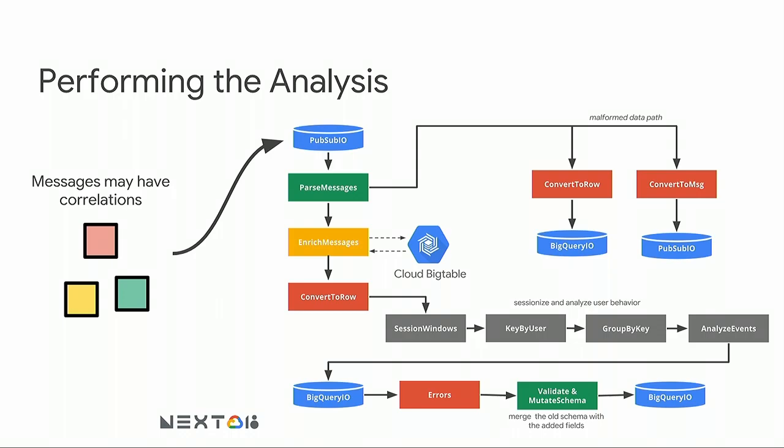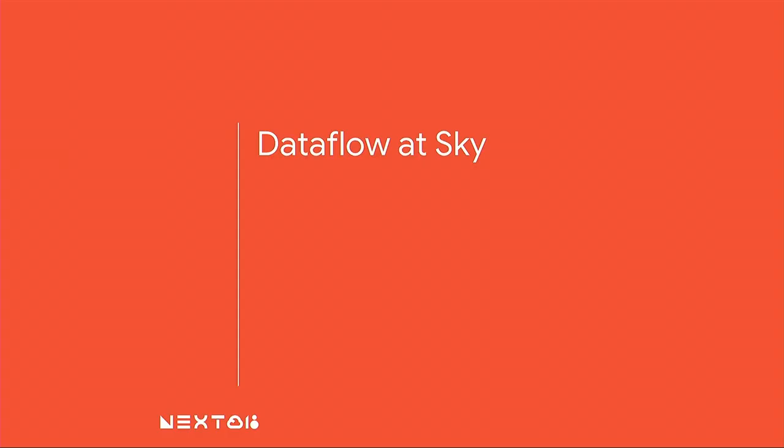So in this example, what we did is we deduplicated records using exactly once. We handled bad data. We handled mutating data. We handled enriching data in real time with these records. And then we also were able to window these records into meaningful windows for our use case and compute analytics that we prefer. And so now I'm going to hand it over to Oliver to talk us through Dataflow at Sky.